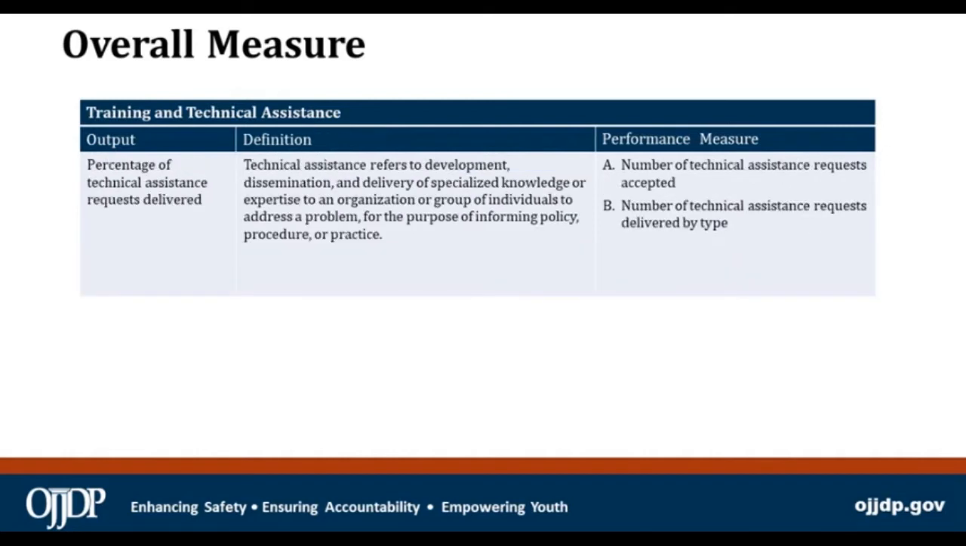For this TTA overall output measure, percentage of technical assistance requests delivered, you will report the total number of technical assistance requests accepted and also the number of technical assistance requests delivered by type. For B, it's important to report the total number of technical assistance requests delivered and to break it down by the type of technical assistance requests. A text box will be provided to indicate the type.